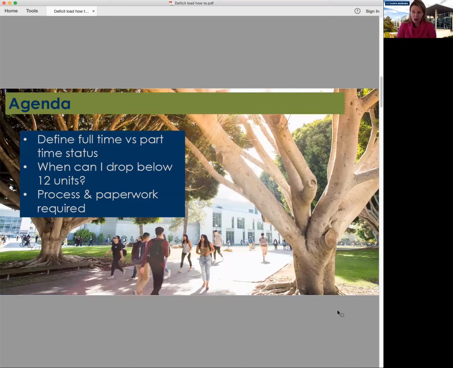Today, I'll make sure we're all on the same page as far as what is full-time status versus part-time status. We'll talk about the appropriate situations when you can receive permission to take less than 12 units, and then I'll go through the process and the paperwork required.